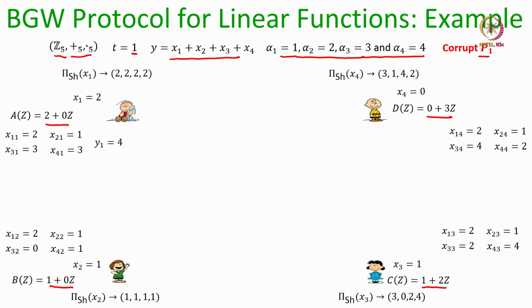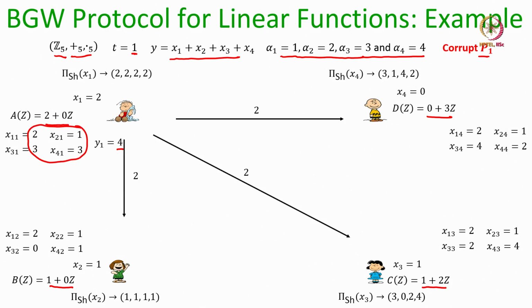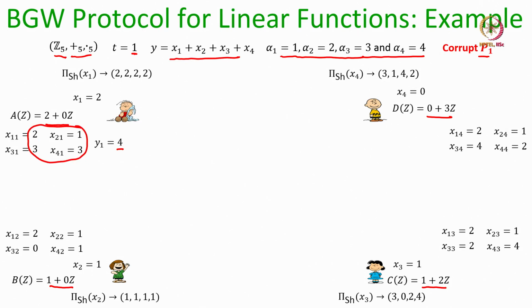Now, since there is only one linear gate, namely the addition of all the 4 inputs, each party will locally add the shares of x1, x2, x3, x4 to obtain the share of y. So, P1 is going to add all these 4 shares, and of course, the addition is performed modulo 5, which results in P1's share being 4. In the same way, P2's share will be the addition of all these 4 values, P3's share will be the addition of these 4 shares, and P4's share will be the addition of these 4 shares.